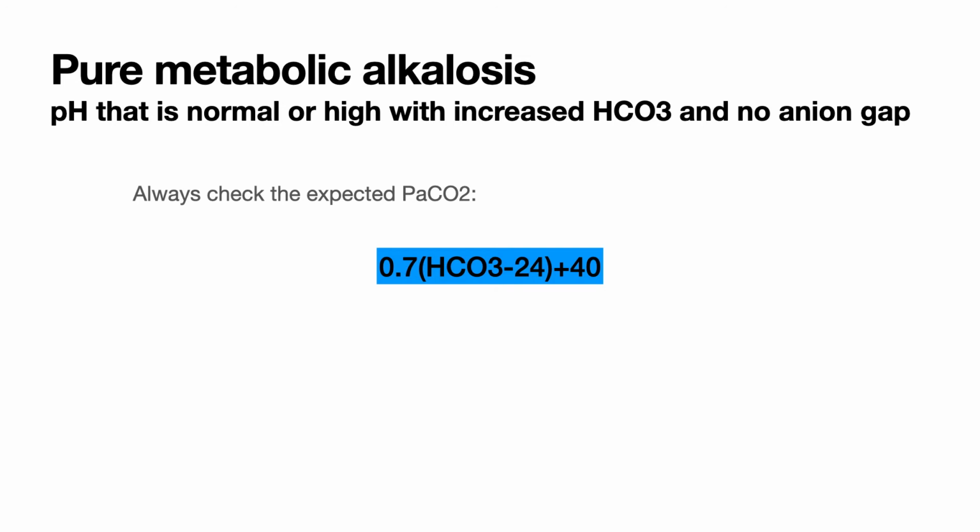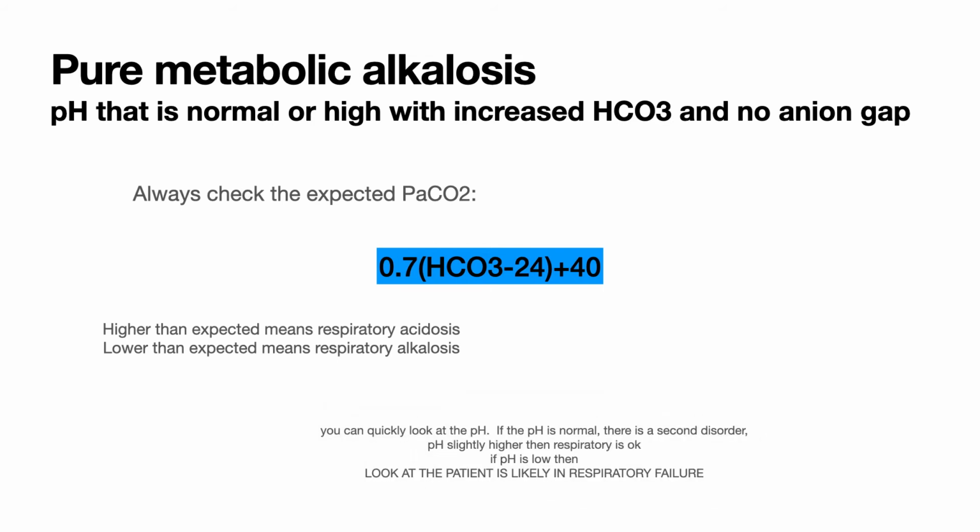The 40 is our normal PaCO2, and because you have alkalosis, you should have a decrease in your breathing in order to get compensation, and this is the way to do it. So you add this 0.7 times HCO3 minus 24 for the compensation. Higher than expected means respiratory acidosis, of course, and lower than expected means respiratory alkalosis. And then you make the diagnosis.